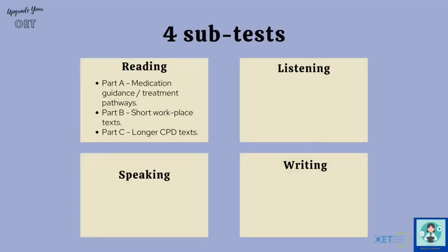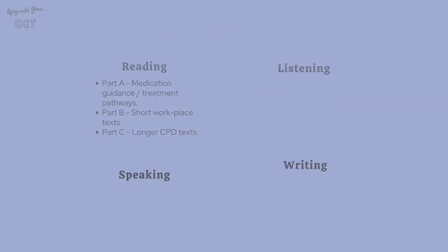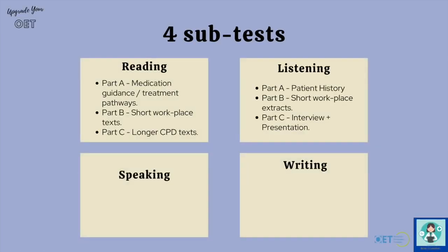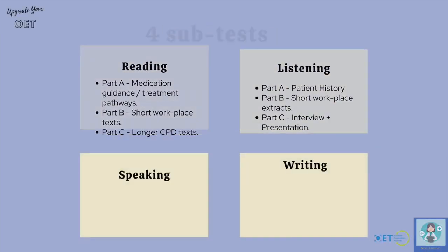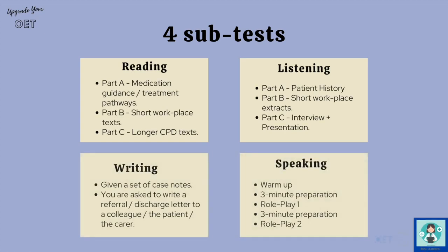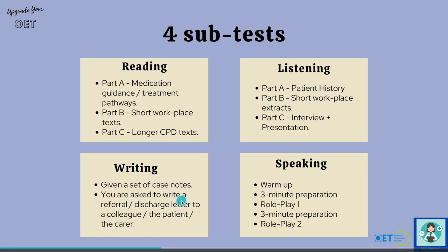So, the test itself is divided into 4 subtests. We've got the reading, which you can see on the screen there. It's made up of 3 parts. We've got the listening, again, that's 3 parts. We've then got the writing, where you're given a set of case notes. This sometimes causes issues, so I've also done a video about this. You'll be able to click onto that, hopefully, somewhere. You'll see the link. And then you've got the speaking, which is what we're looking at today.